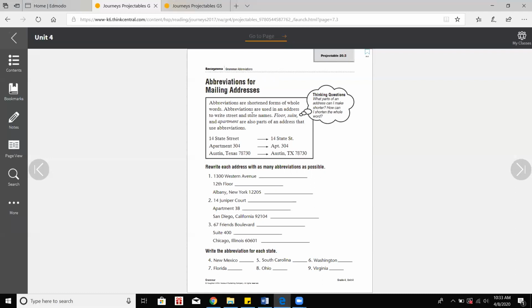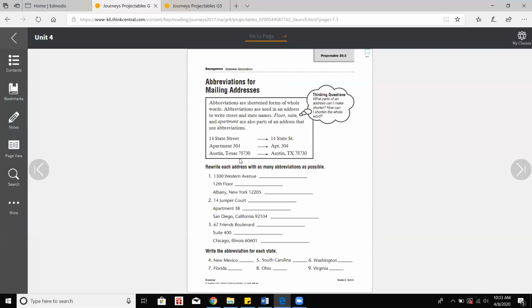Abbreviations are used in an address to write street and state names. Floor, suite, and apartment are also parts of an address that use abbreviations. Like in this example, 14 State Street, the street abbreviation would be capital S, lowercase t, and a period. Apartment would be capital A, lowercase p and t, and then a period.